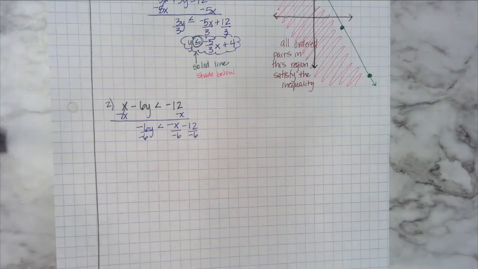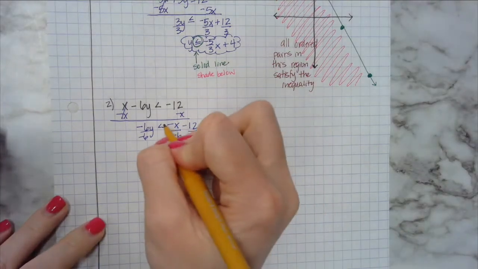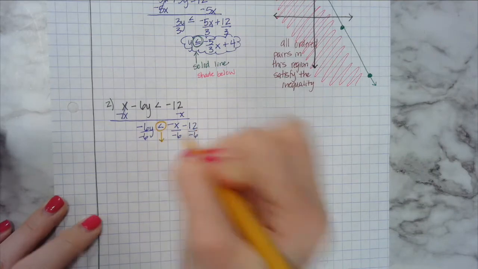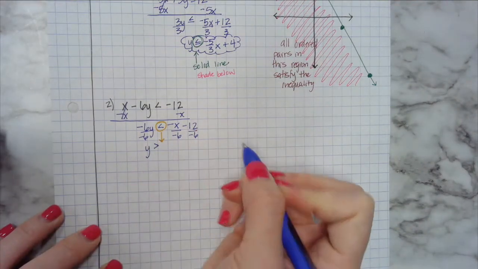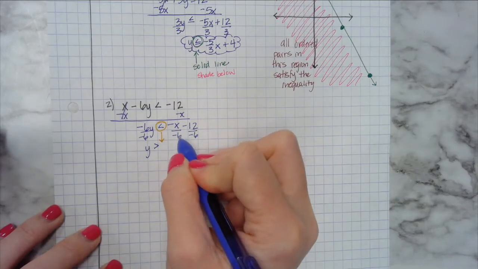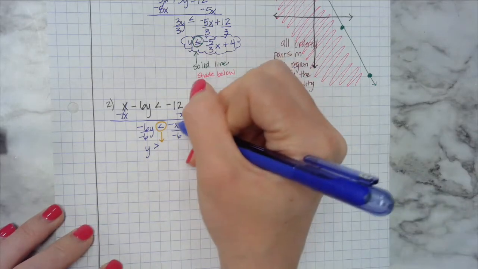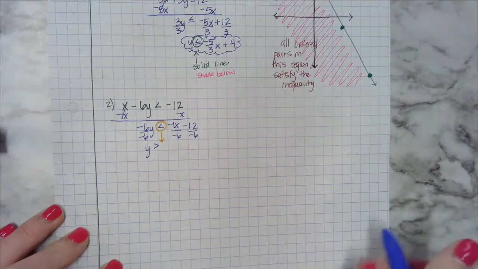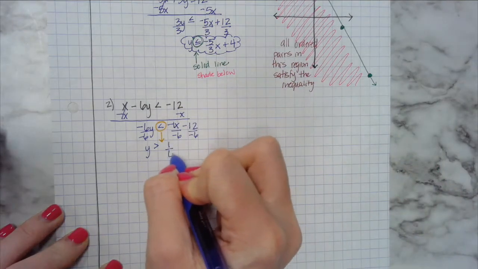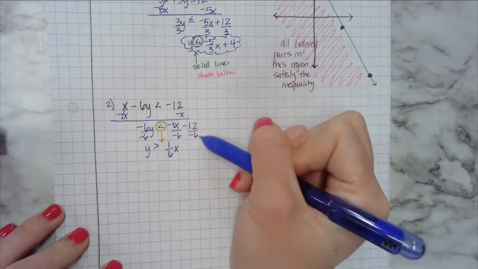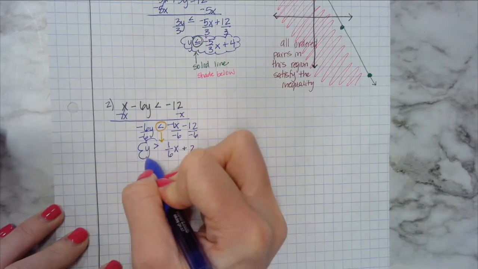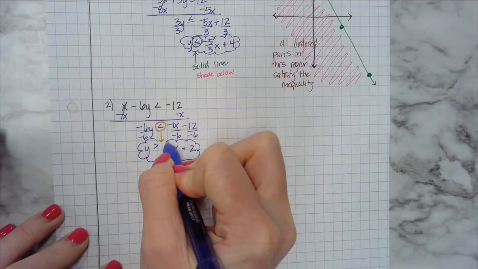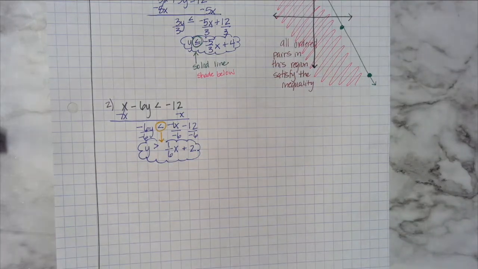And here's where our golden rule applies. Because we're dividing by a negative, our symbol has to flip. y is now isolated. We have greater than, and then negative x divided by negative 6. Well, we could say this is negative 1x divided by negative 6, which is positive 1/6 x. Negative 12 divided by negative 6 is positive 2. And so now we have our equation in slope-intercept form.